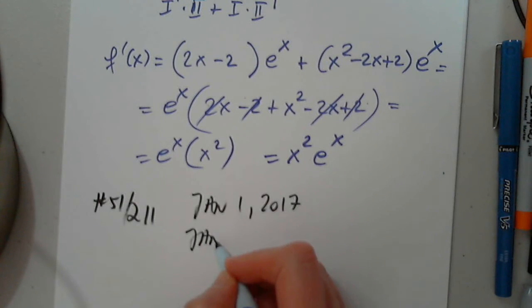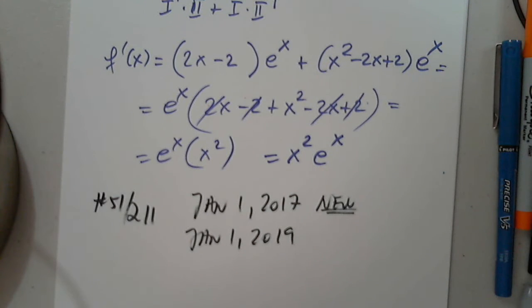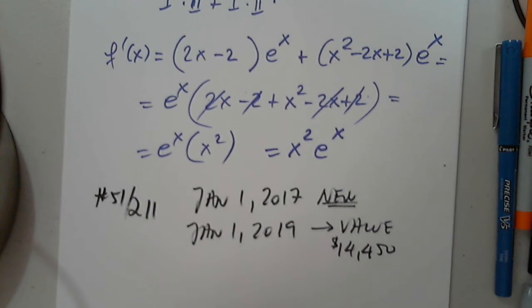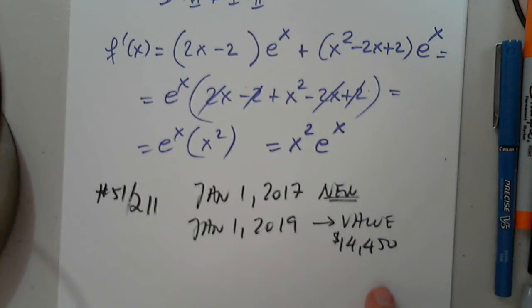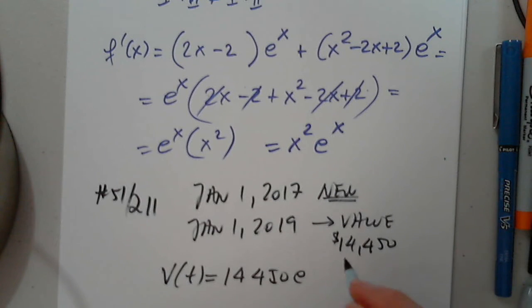On January 1st, so this is new, right here. On January 1st, 2019, the value of the equipment was 14,450. The value after that date is modeled by V of t equals 14,450 e raised to negative 0.163 t. What is the rate of change in the value of the equipment on January the 1st, 2019?